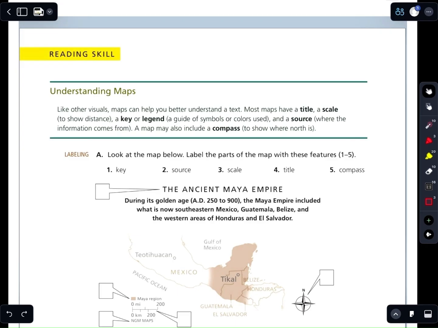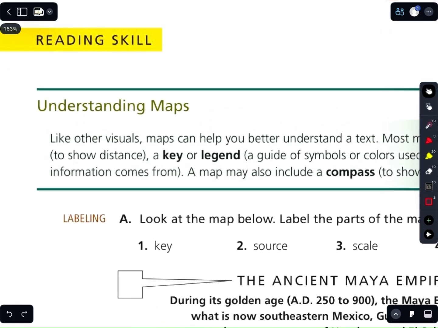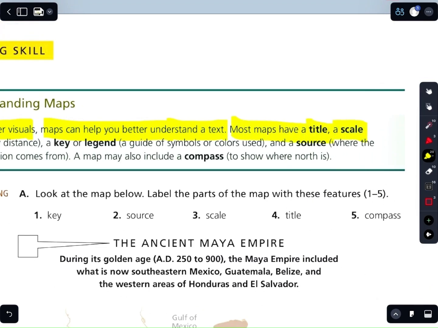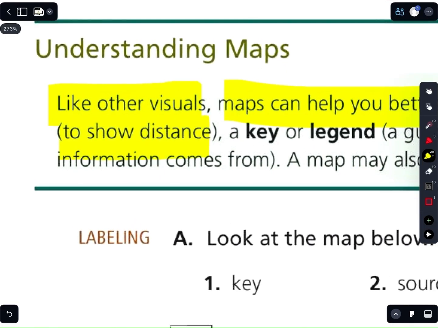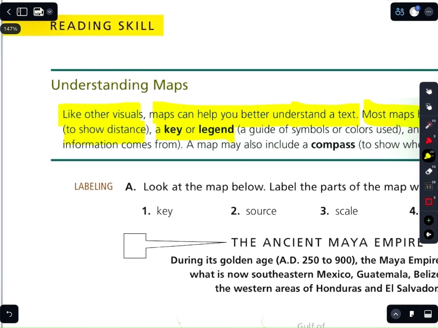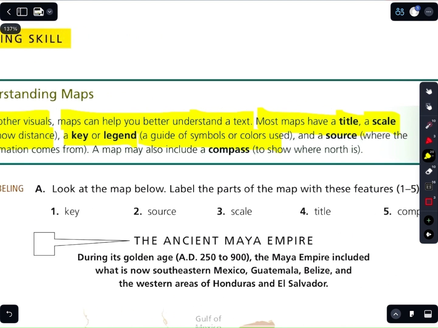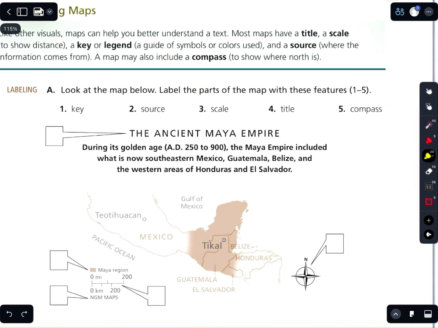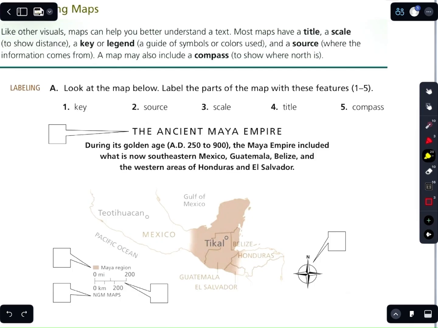We're going to look now at the reading skill. The reading skill is understanding maps. Like other visuals, maps can help you better understand a text. Most maps have a title, a scale to show distance, a key or legend, a guide of symbols or colors used, and a source where the information comes from. A map may also include a compass to show where north is. Let's look at this map below with all of these different items of information.